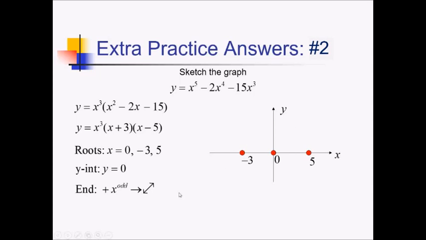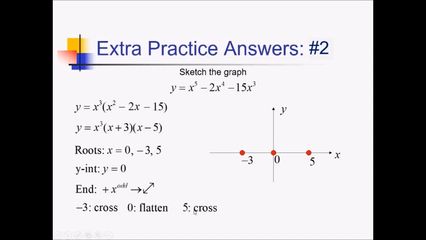And now for the root behavior, going from left to right here, -3, that came from a single power factor, so we're going to cross through -3. For 0, that came from this x cubed, that's a triple root, so we're going to flatten through 0. And then the last one, 5, that was another single factor, so we're just going to cross through that.